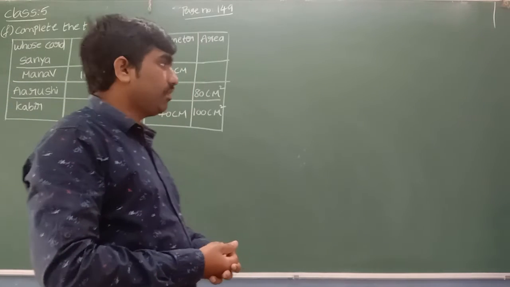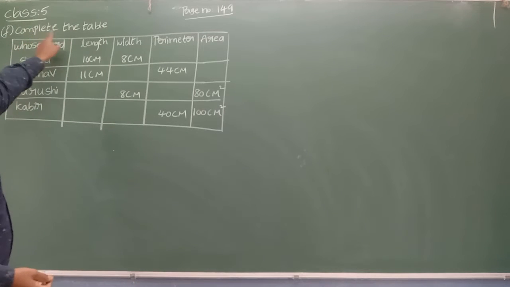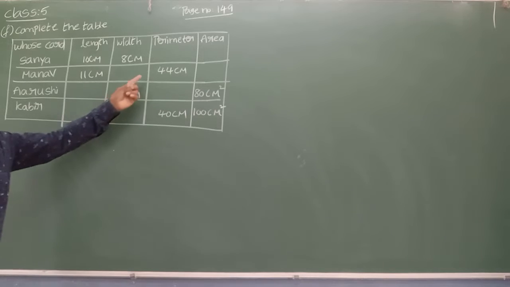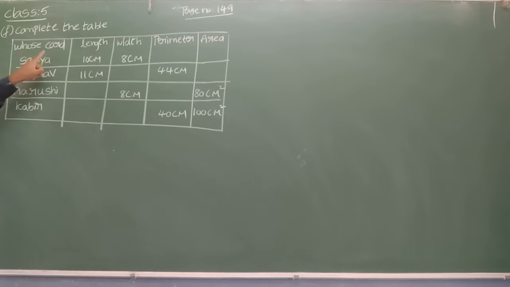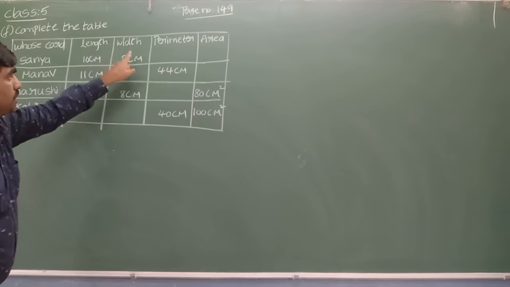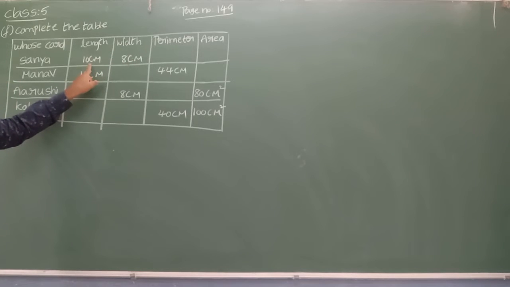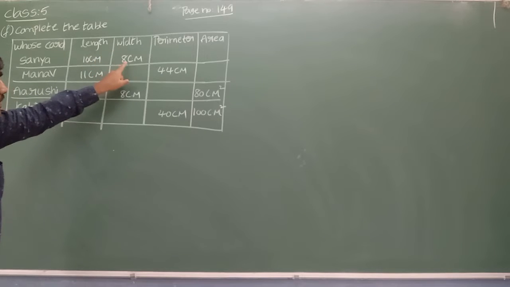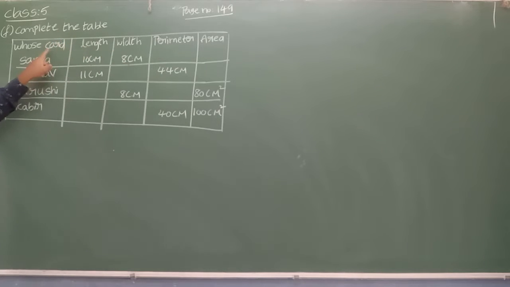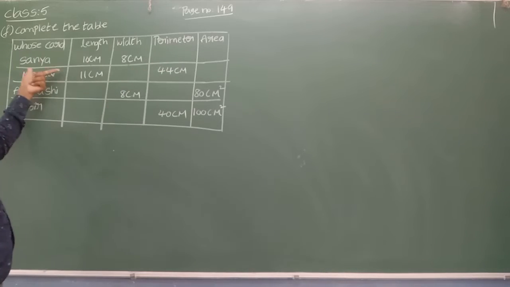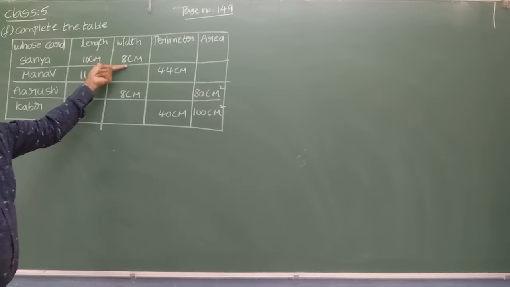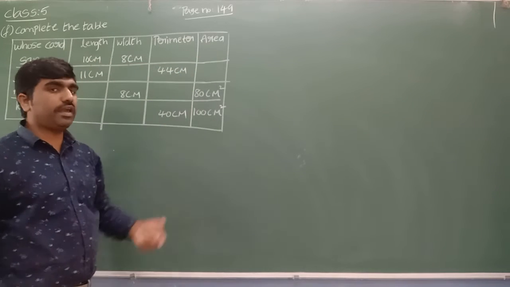Children, you will see here now. Complete the table. They gave some table and asked you to complete. Here it is based on perimeter, area and length, breadth. Here you can see a card prepared by Sanya. Length she took 10 centimeters and width she took 8 centimeters. By taking the length 10 centimeters and width 8 centimeters, she prepared a card. Now they are asking to find the perimeter of the card prepared by Sanya with this length and width. At the same time, they are asking to find the area also.